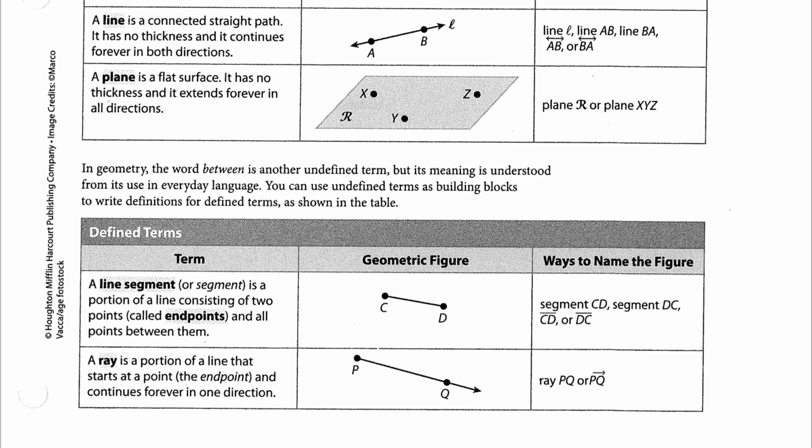And the way we name line segments is we can say the word segment, or we can use the notation above the letters. A ray is a portion of a line that starts at a point, so there's that undefined term in there, point, and continues forever in one direction. We can use the word ray, or we can use the arrow pointing off in one direction to notate that it is a ray.